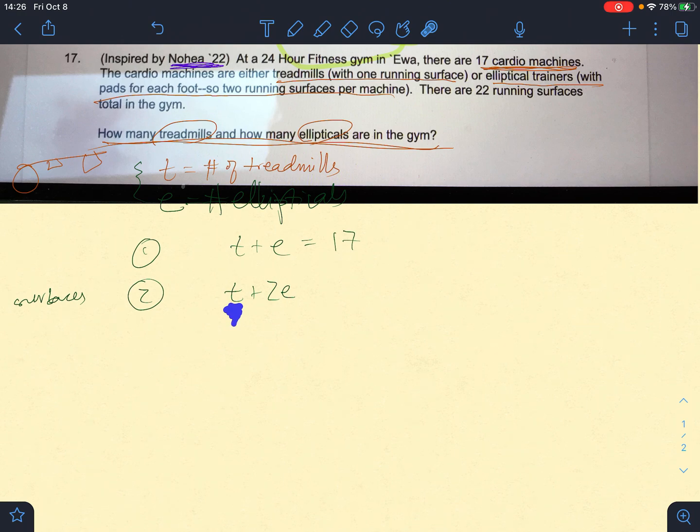And then the number of surfaces is equal to the number of treadmills, because if you have 8 treadmills, for example, you will have 8 surfaces. But the number of surfaces from the treadmills plus the number of surfaces from the ellipticals is, where are the number of surfaces? 22.